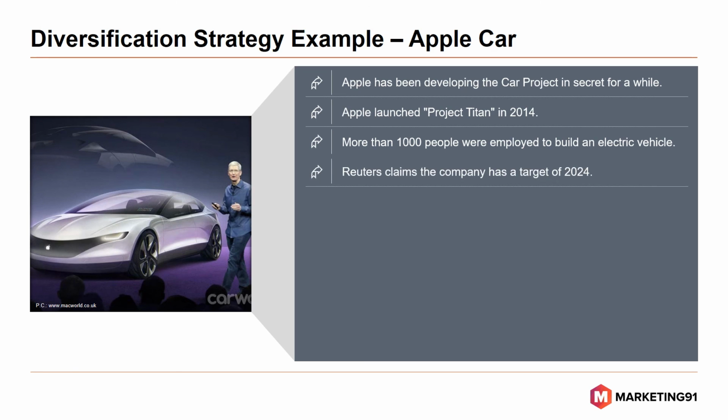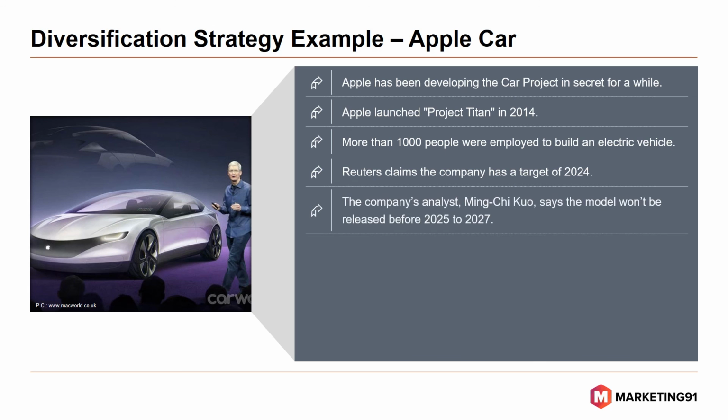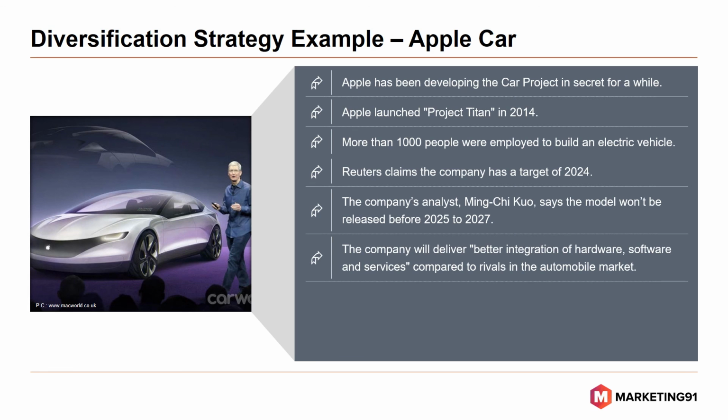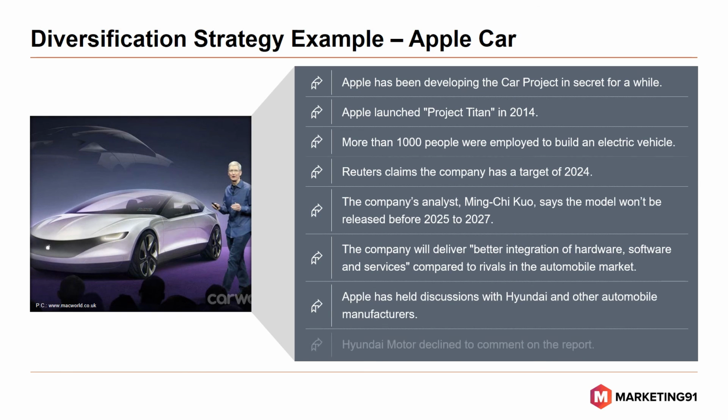Reuters claims that the company has a target of 2024. The company's analyst Ming-Chi Kuo says the model won't be released before 2025 to 2027. The company will deliver better integration of hardware, software, and services compared to rivals in the automobile market. Apple has held discussions with Hyundai and other automobile manufacturers. Hyundai Motor, although, declined to comment on the report.